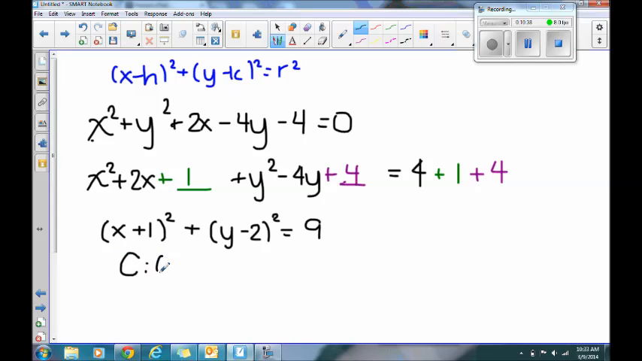We can say the center of this circle is at (-1, 2), and the radius is going to be equal to 3. If I wanted to sketch a graph of that, I could take some time and sketch a graph of that circle.